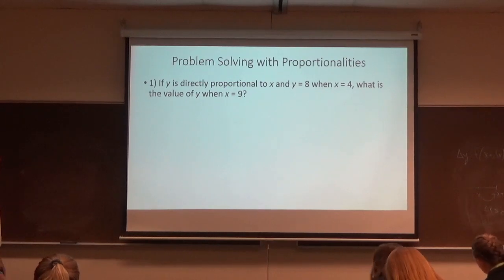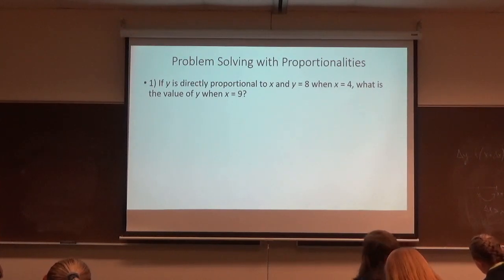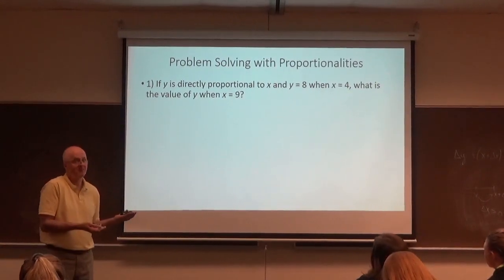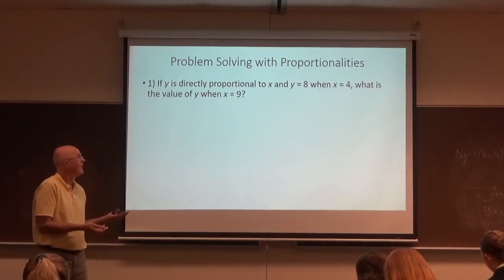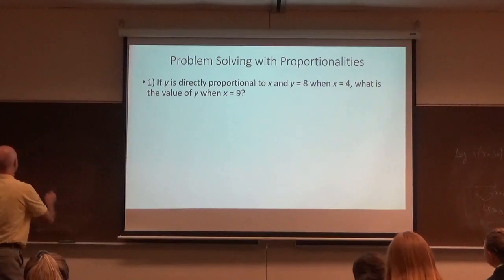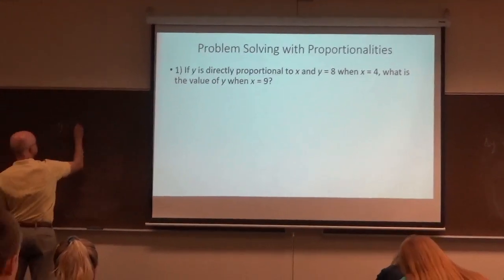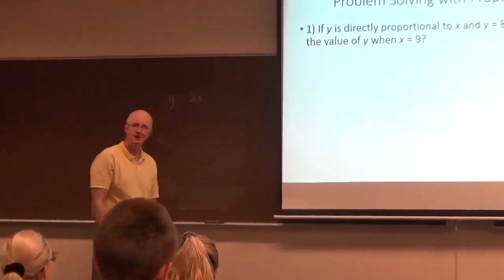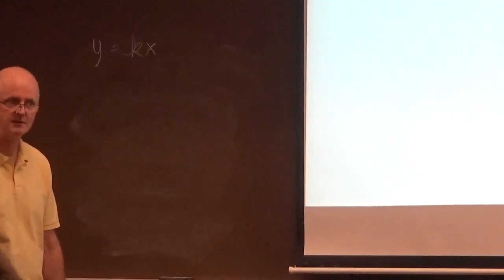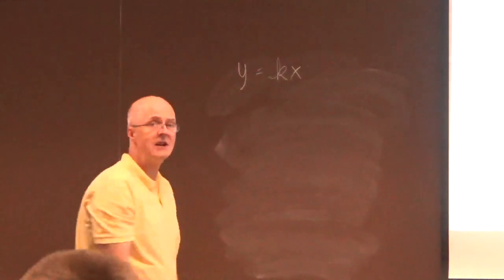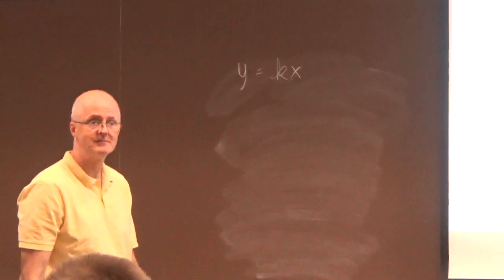If y is directly proportional to x, and y equals 8 when x is 4, what is the value of y when x is 9? Right? This could be a quiz problem next week, right? What do you need to do? You need to use the direct proportionality equation, y equals kx for some k. I won't bother writing f of x here. You don't need to write f of x to solve this problem. The given information will help you solve for k.